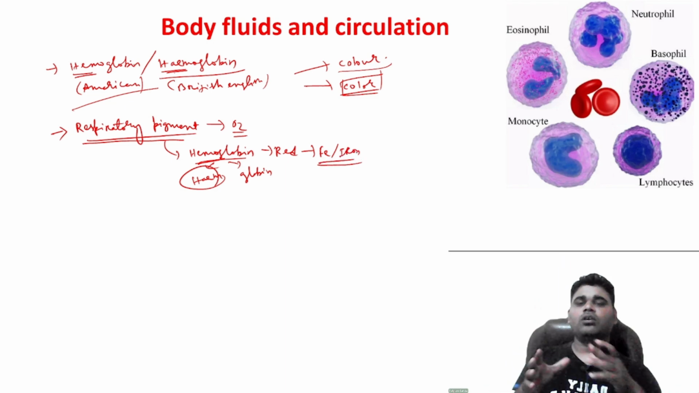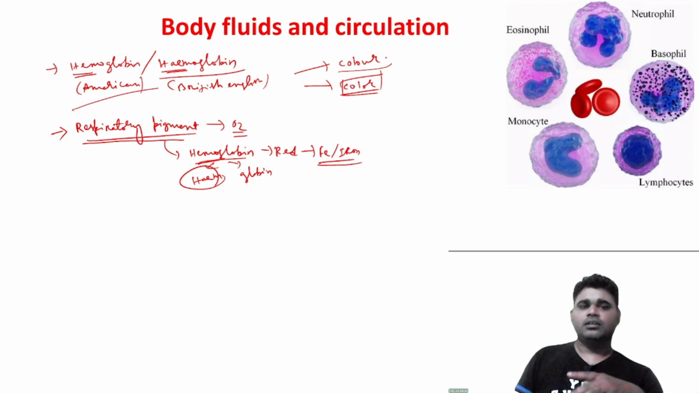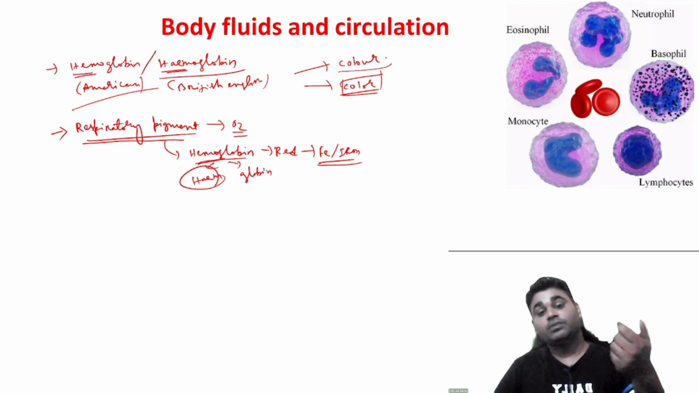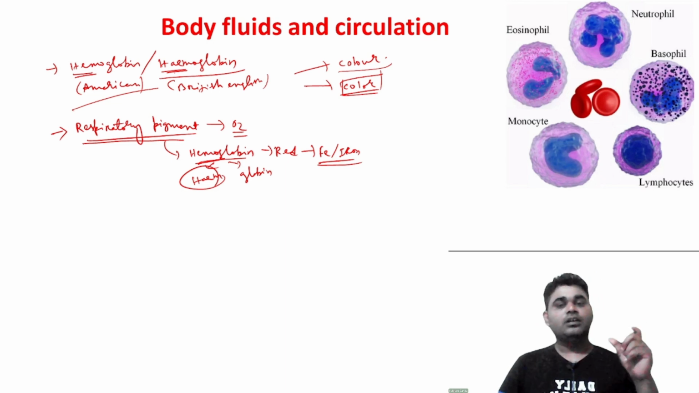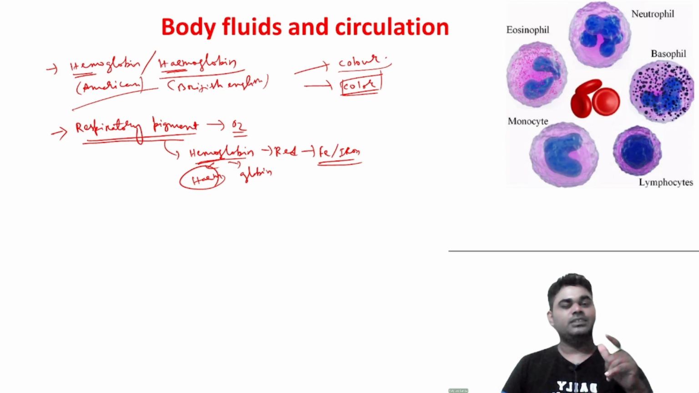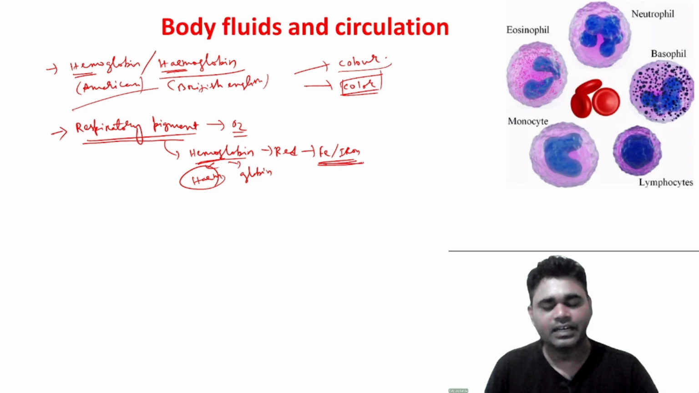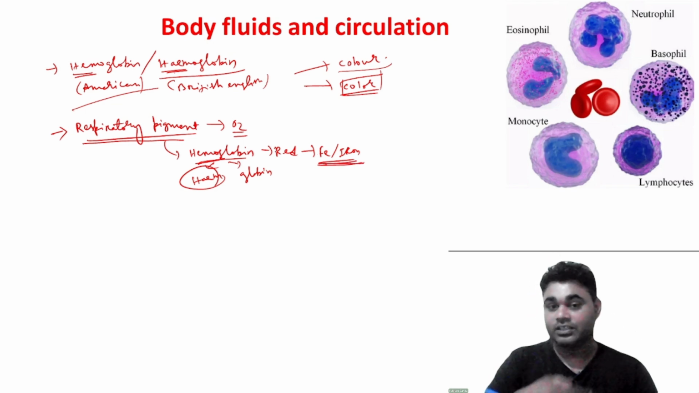Okay, that is why the color is red. You can imagine that in some areas the iron content in the water is very high, and in that area the color of the water is slightly reddish because of the presence of this iron. So, the color of iron is red. That is why the hemoglobin color is red.